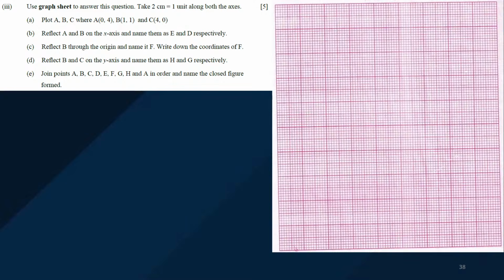So in reflection questions, don't directly go for the plotting.